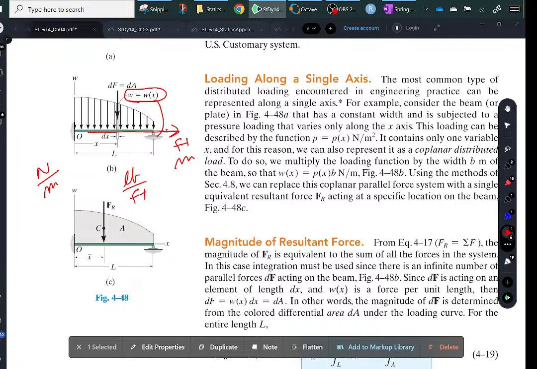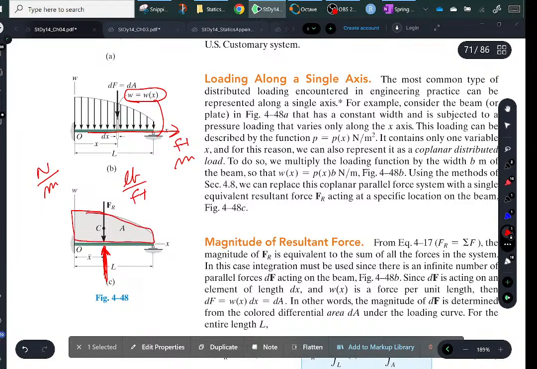So where is this load acting? Well, if you put your finger right here, if you were strong enough, and you lifted straight up, that would be compensating for that load. So it turns out it's at the C, or centroid, of that area.